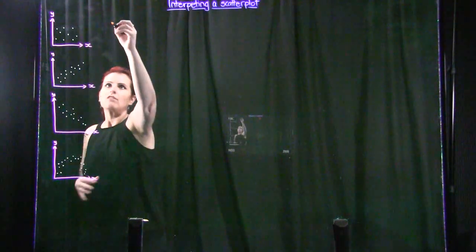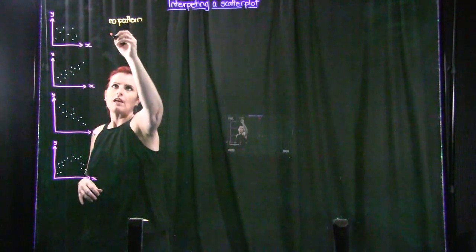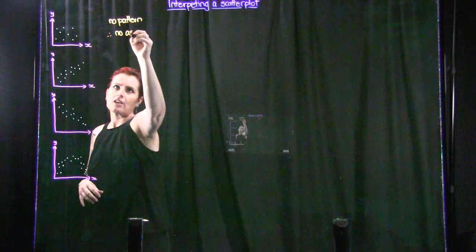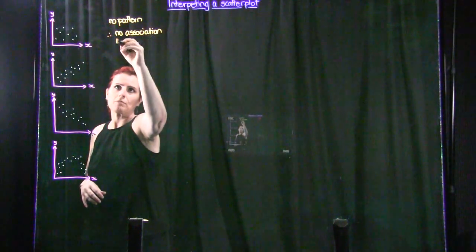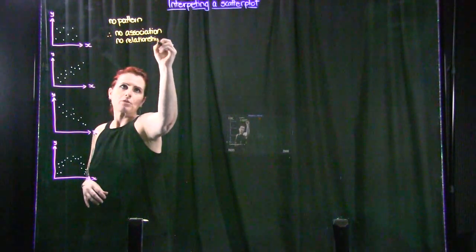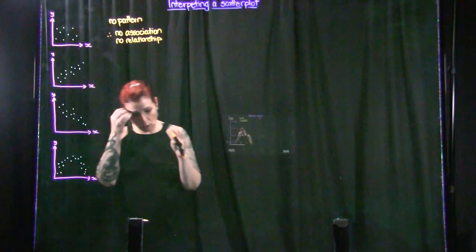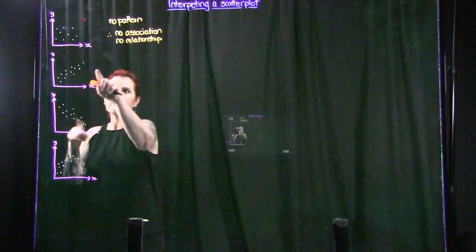This very first one, no pattern. Therefore, there is no association. There's no relationship, nothing. So those variables have nothing, no association or relationship between them. This next one here, we can see a clear pattern.